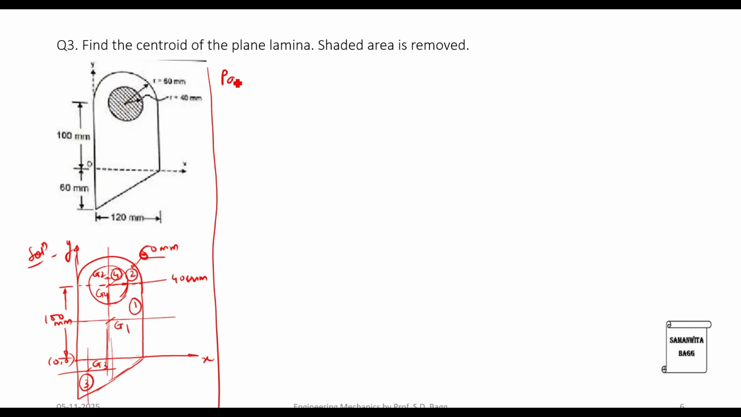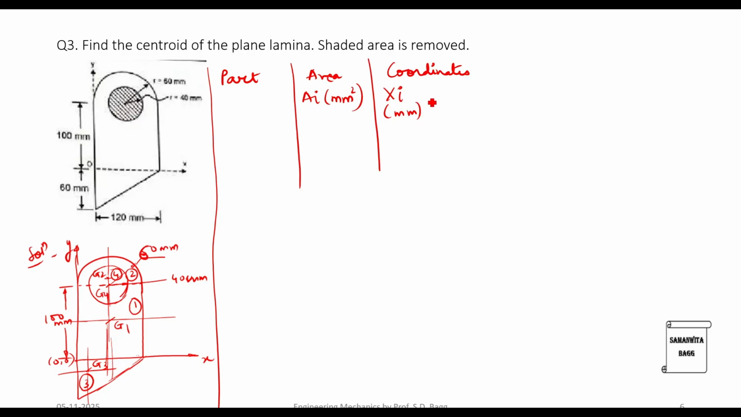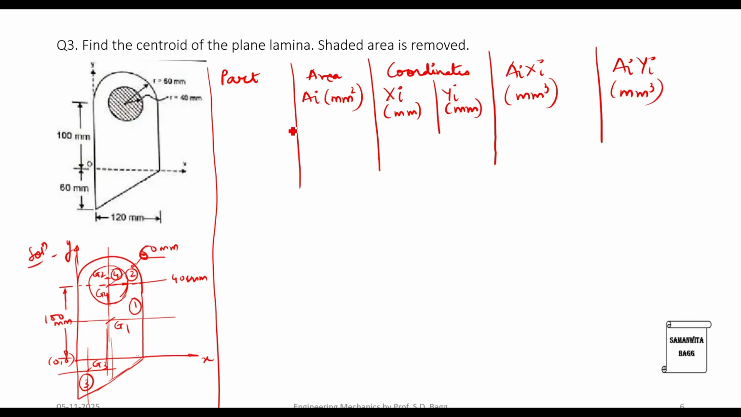The first column is of the part. The next is the area of the part, which is Ai in mm square, because the units are given in mm. Then we will find the coordinates of each part, say xi in mm, yi in mm. Then we have Ai xi in mm cube, and lastly Ai yi again in mm cube.